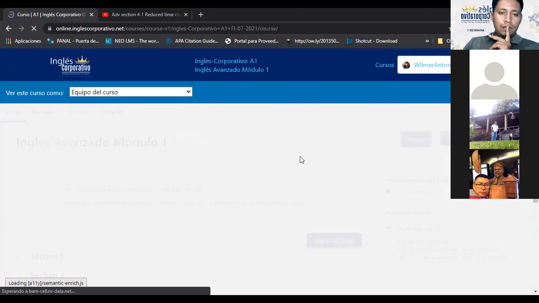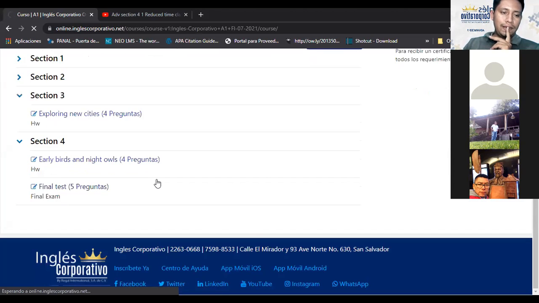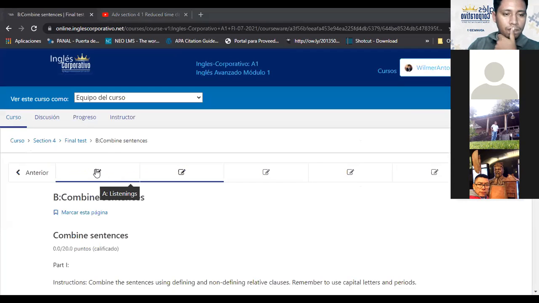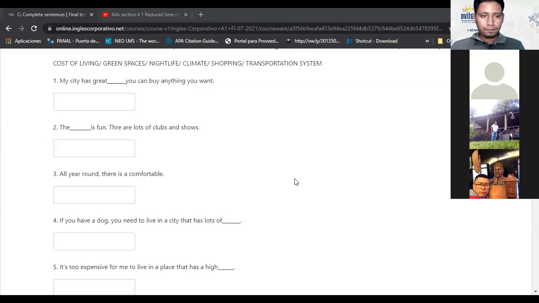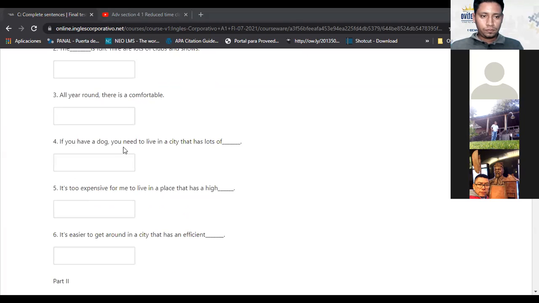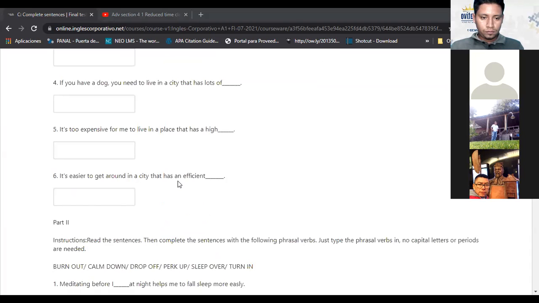Could be for that reason, but let's check. Okay, final test. Which exercise? Number six of section C, complete sentences, part one. We have cost of living, green spaces, and I choose the transportation system.